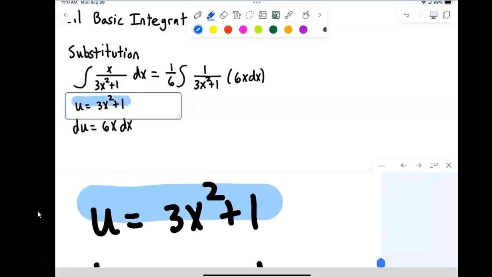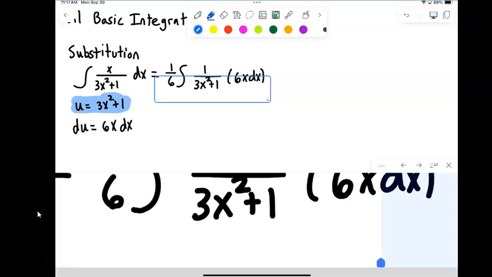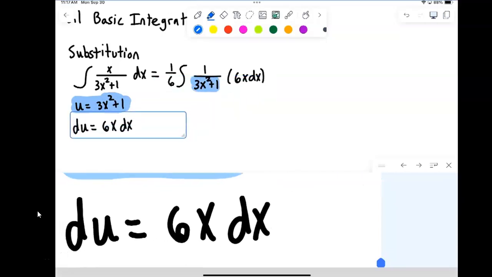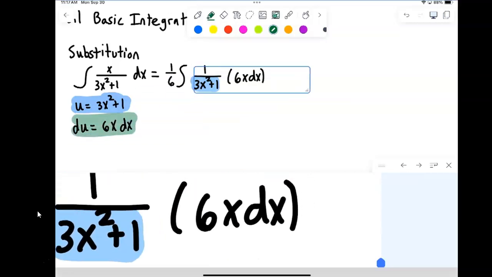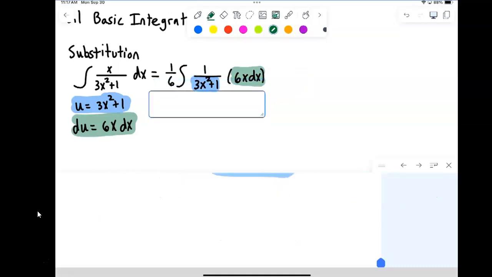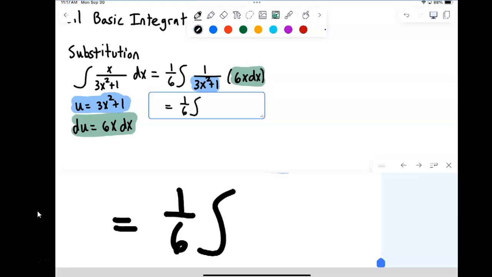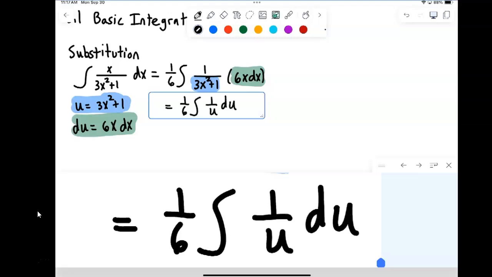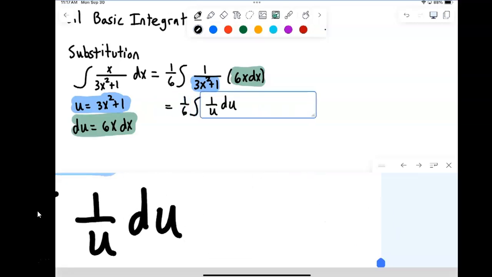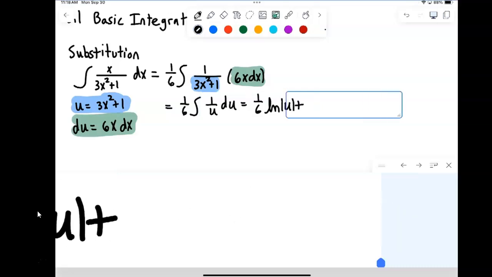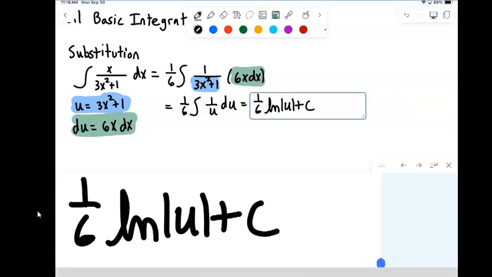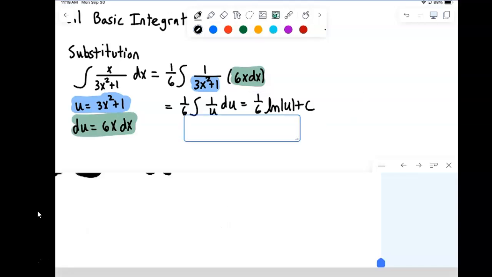Right. We have u accounted for, and we have du accounted for. So we're able to carry the substitution steps straight through. 1/6 integral 1 over u du. But we know the integral of 1 over u du is the natural log of the absolute value of u. And remember, with any indefinite integral, we have to have the constant of integration. Okay. And then we can substitute back in.